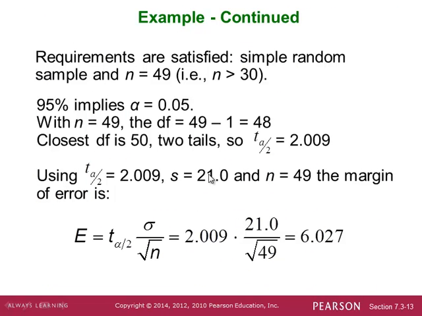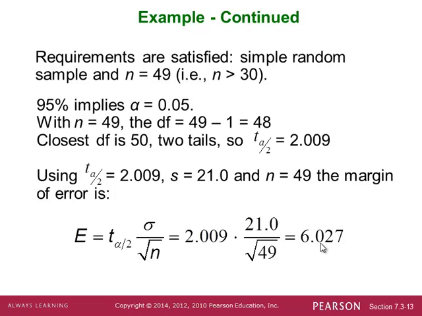Okay, so we've got our T value 2.009, standard deviation of 21.0, and n equals 49. Now this sigma really should be S, and that's a typo here. So you're going to have 2.009 times 21.0 divided by the square root of 49, which is 7, by the way. 21 divided by 7 is 3. 3 times 2.009 is 6.027.